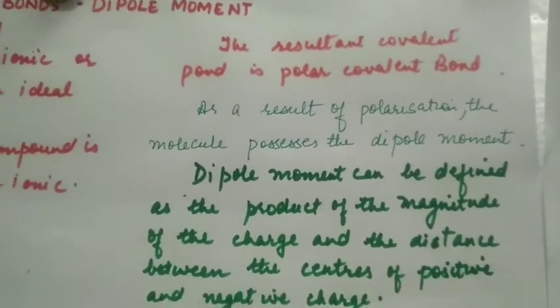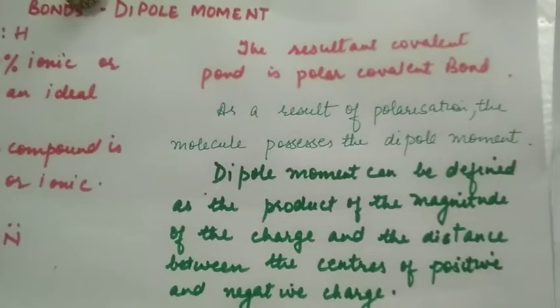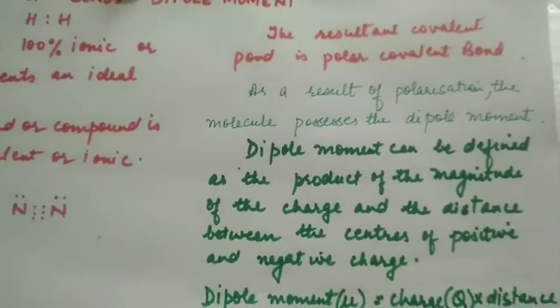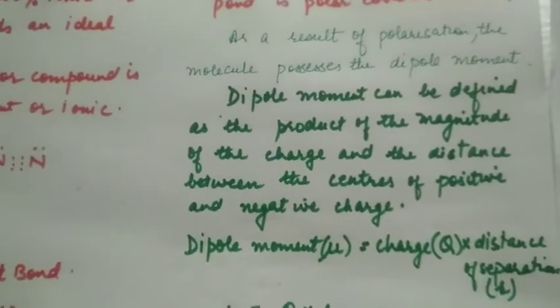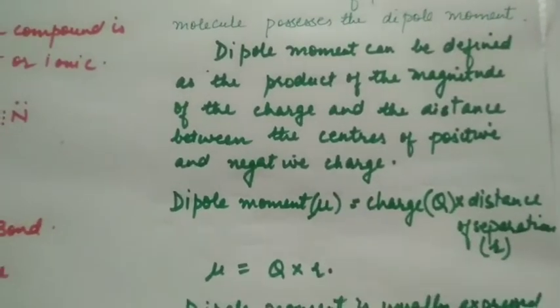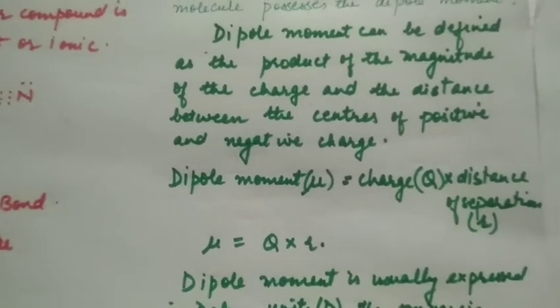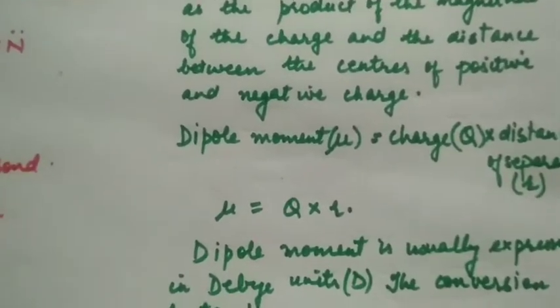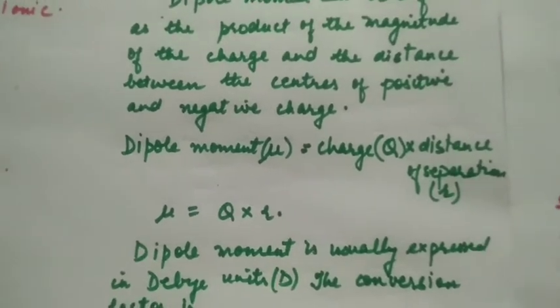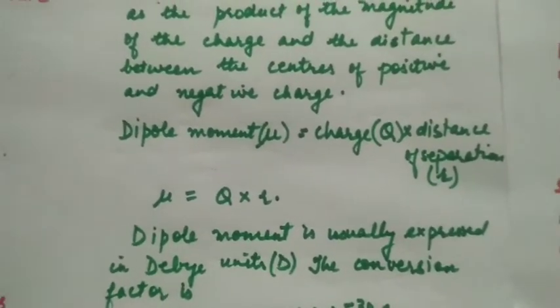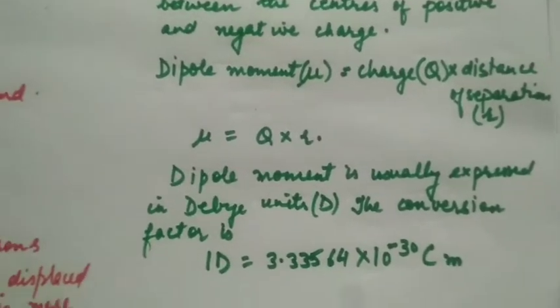As a result of polarization, the molecule possesses a dipole moment. The dipole moment can be defined as the product of the magnitude of the charge and the distance between the centers of positive and negative charges. It is represented as mu, and its mathematical formula is charge into distance of separation, Q into R.